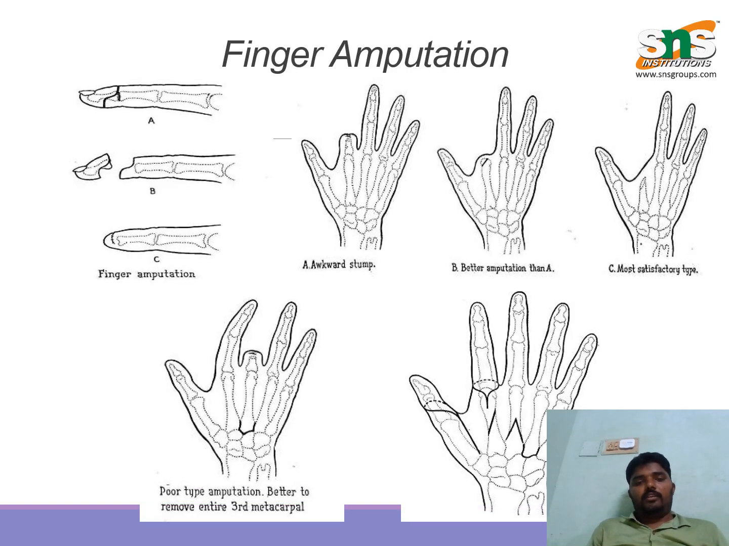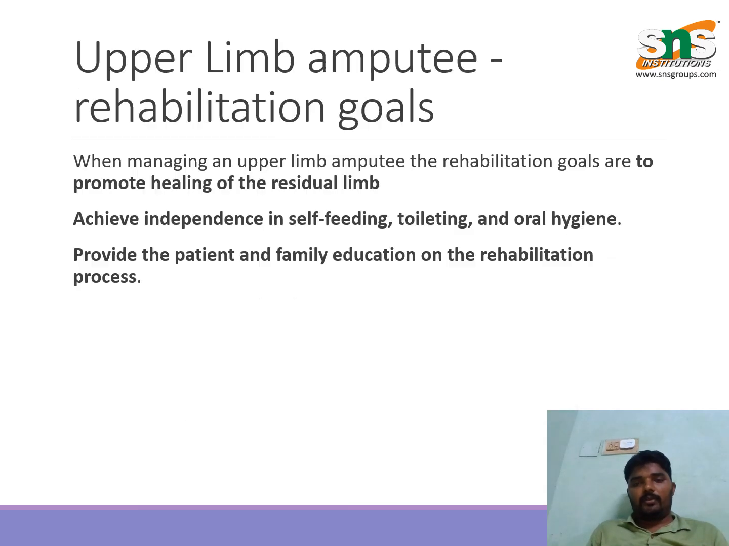Finger amputation. Mainly for the first procedure is the finger amputation at the PIP joint. Second is a stump to carry the fingers. Third is a better amputation, the most satisfactory type. Then in the fourth type of amputation, it is better to remove into the third metacarpal.